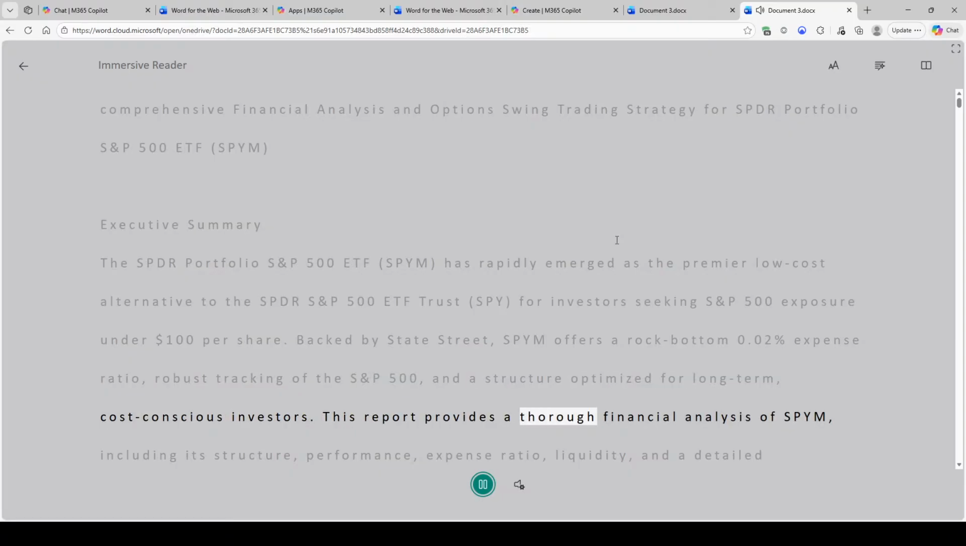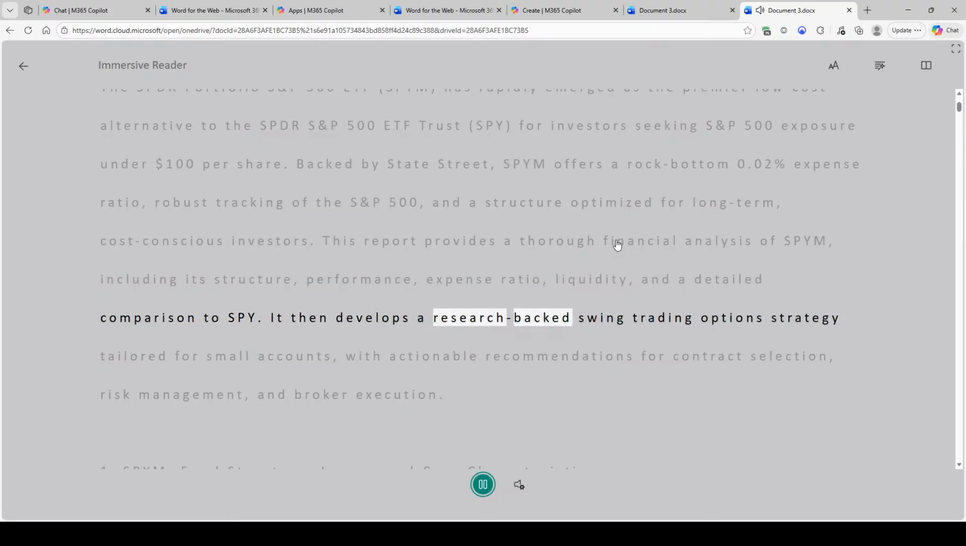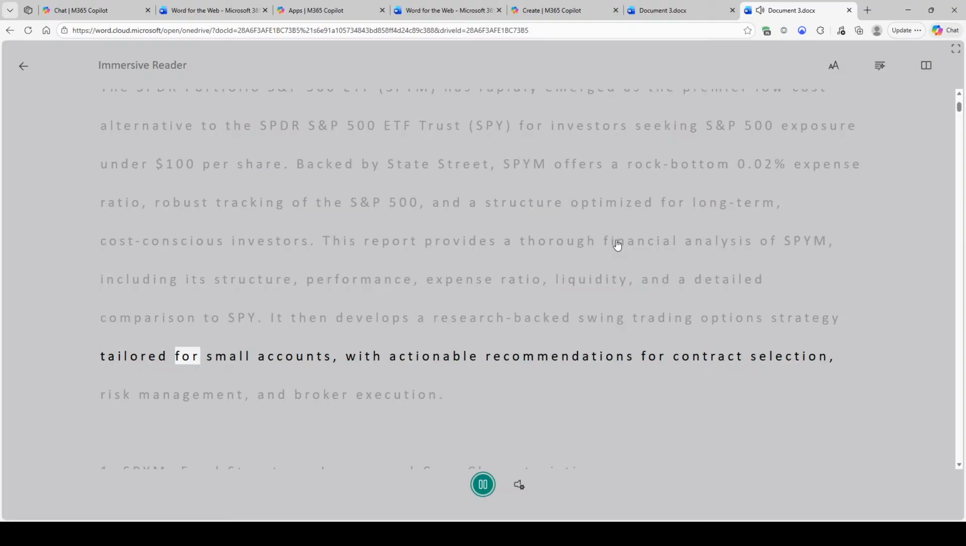This report provides a thorough financial analysis of SPYM, including its structure, performance, expense ratio, liquidity, and a detailed comparison to SPY. It then develops a research-backed swing trading option strategy tailored for small accounts, with actionable recommendations for contract selection, risk management, and broker execution.